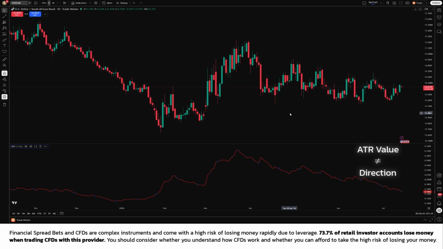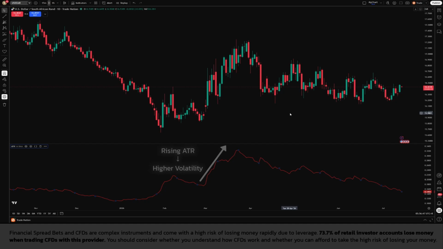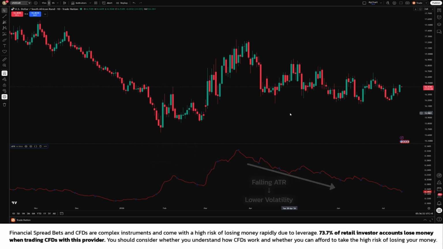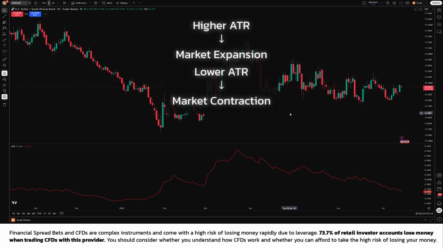The reading itself is shown as a value, not as a directional signal. If average true range is rising, the market is moving more than it was before. If it is falling, price movement is becoming quieter. This can help traders understand whether the market is expanding, slowing down, or moving through a more compressed phase.